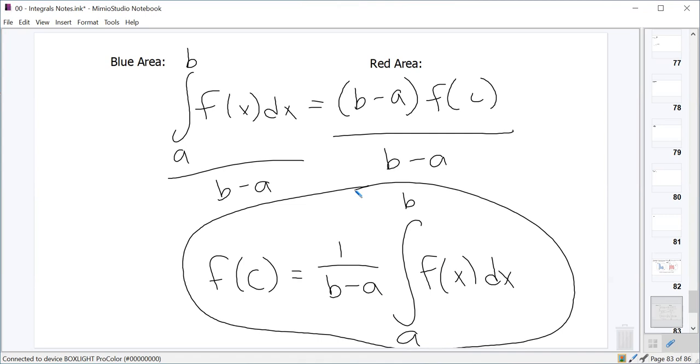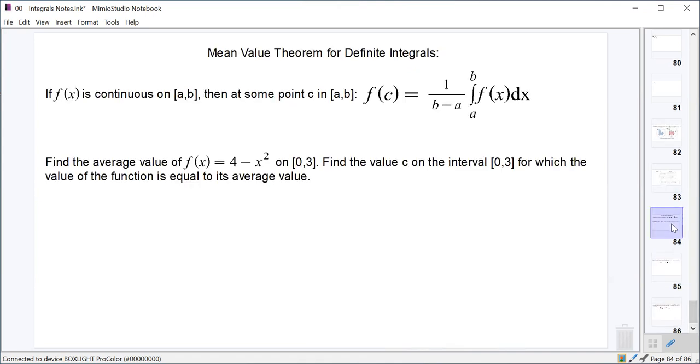Now, the mean value theorem itself for integrals states that if you do have a function that is continuous on the closed interval from A to B, then at some point C on A to B, f of c is equal to that average value. In other words, if you have a continuous function, the function will actually attain that average value somewhere between A and B. Now we can use this to find the average value, but we're only guaranteed that the function hits that average value if the function itself is continuous on that interval.